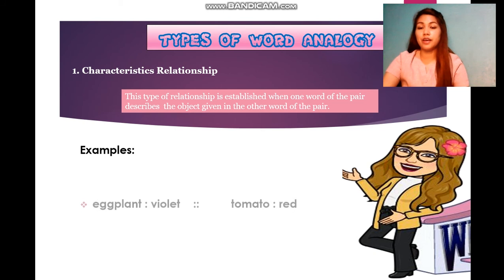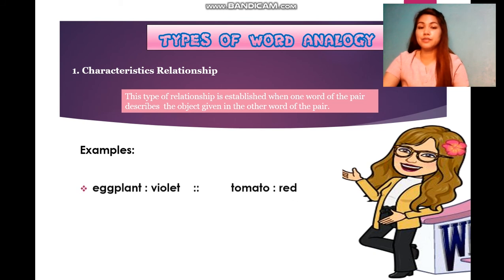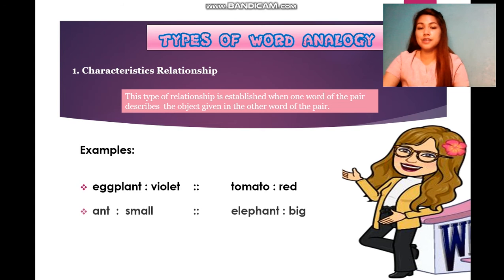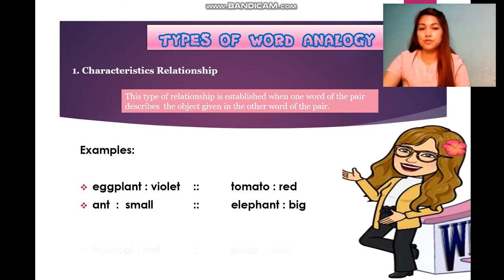Examples. Eggplant is to violet as tomato is to red. Ant is to small as elephant is to big. Tropical is to hot as polar is to cold.